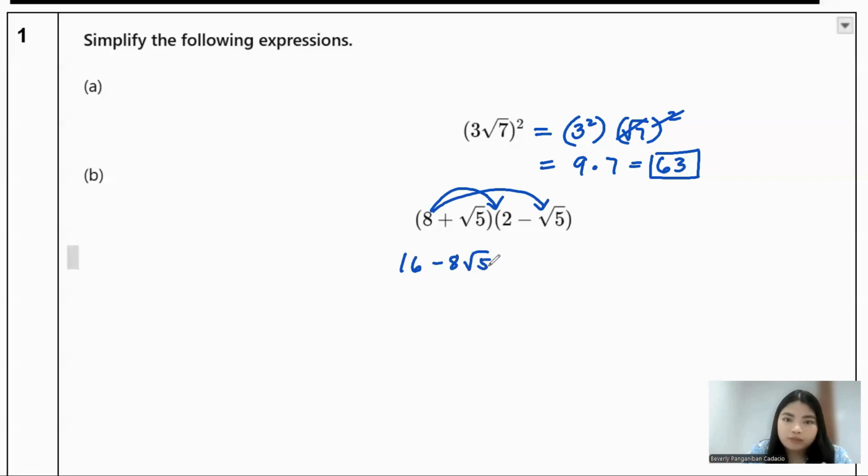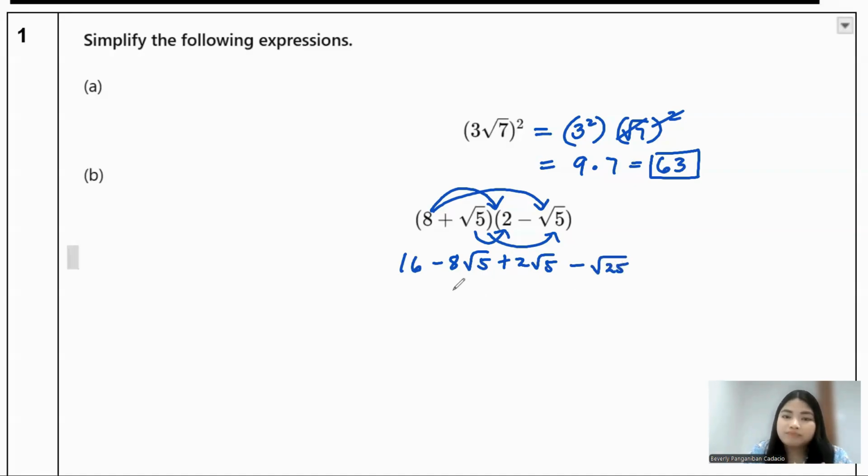You will not multiply the 8 and 5, but you will just combine them together, and it will be negative because you have a negative right there. So it's just negative 8 root 5. Now let's go with this one, which is root 5 multiplied by 2. It will become positive 2 root 5. And last one, we have root 5 multiplied by root 5. You know that it will become negative root 25, which you can just write as 5 there.